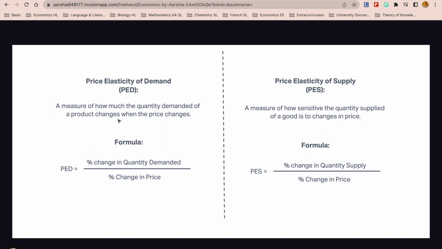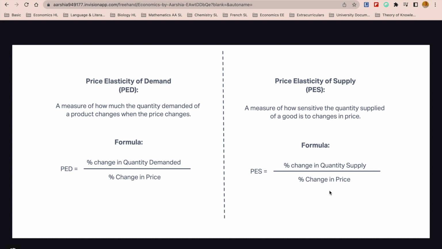So the formula for PED is simply the percentage change in quantity demanded over the percentage change in price of the good. And the formula for PES is the percentage change in quantity supplied over the percentage change in the price of the supplied good.